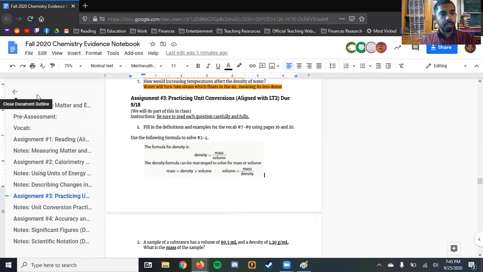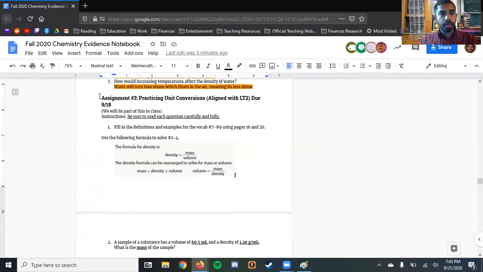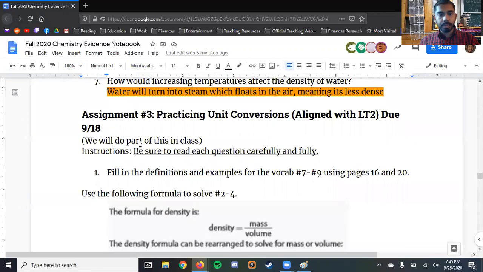Your table of contents should look something similar to mine. If you got a little bit of extra stuff after the vocab or anywhere, just go ahead and X that out. We're going to put this off to the side here. Zoom in a little bit. There we go. So, as per usual, your typical first kind of question is always going to be vocab.